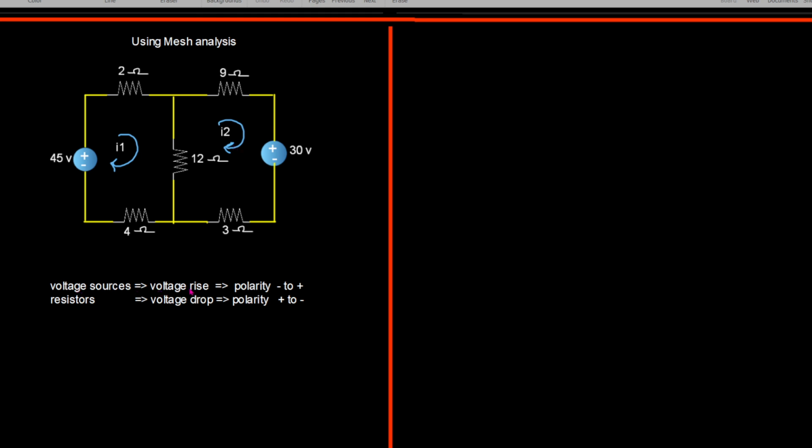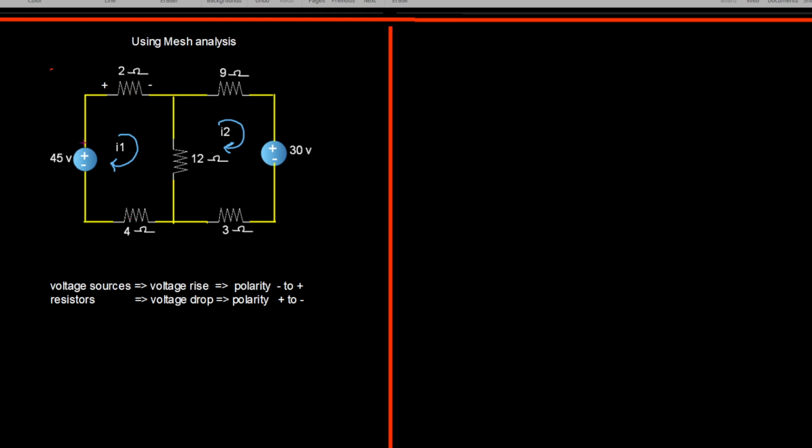The voltage sources represent voltage rise and its polarity changes from minus to plus, and the resistors have the voltage drop, so the polarity changes from plus to minus. See here, this would be plus when the current flows through that, and this side will be minus. So this loop goes through this, and then here it is going through this. So the current flows through this path. Similarly, it goes through this path, and then it goes through this path. Finally, it ends at this. Okay. So you have a closed loop through which the current I1 is flowing.